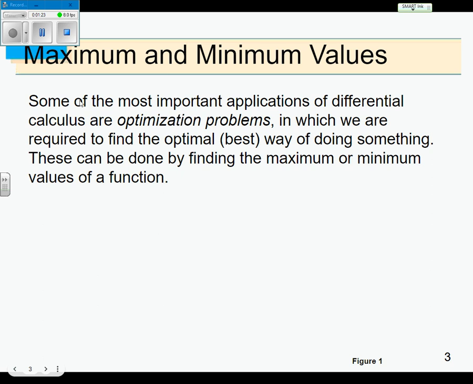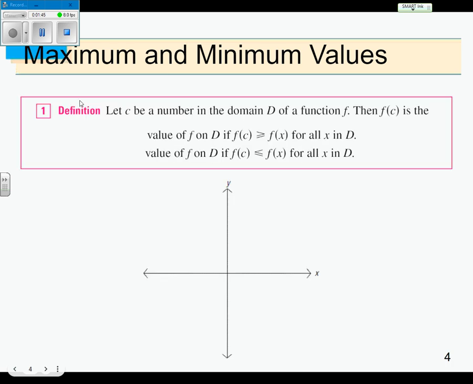So whenever we're finding maxes and mins, we're looking at optimization problems. All right, we're finding the best way of doing something. We're finding the most profit that we can get. Anyway, just what I said, the best way of doing something. So finding the max or min of a function will help me get there the quickest.